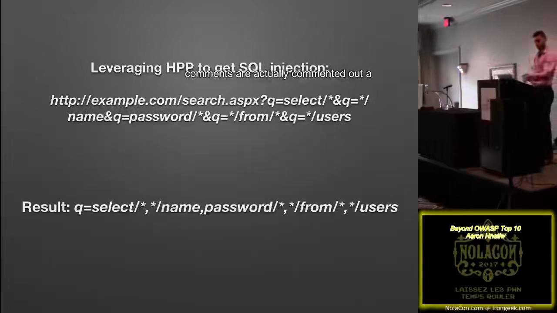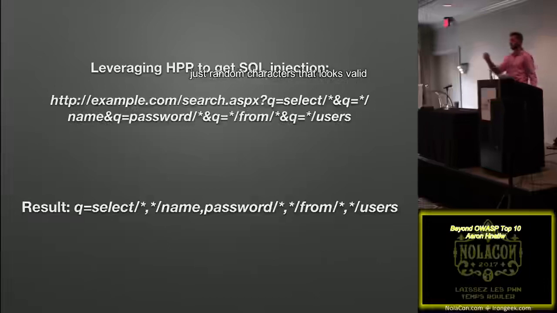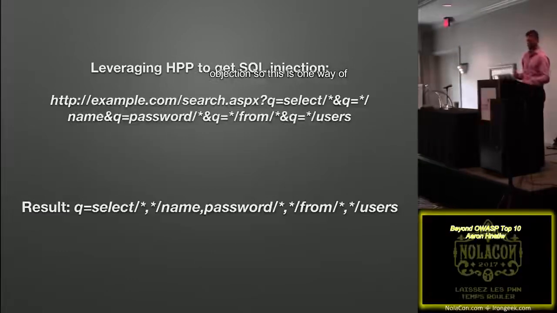If you take a look at this, all the commas are actually commented out. Some web application firewalls and some input validation might not actually see this as a SQL injection. They might just see it as a bunch of random characters that looks valid. They didn't check for it, so it must be valid. And then that's how you get SQL injection. So this is one way of leveraging HTTP parameter pollution to get another, more dangerous, devastating attack.